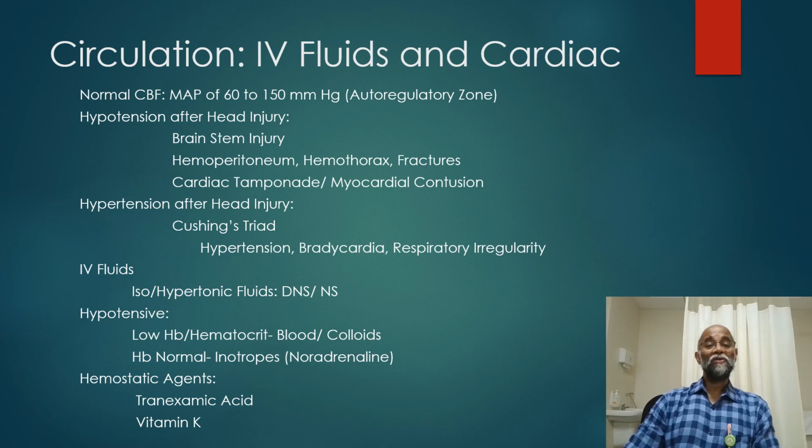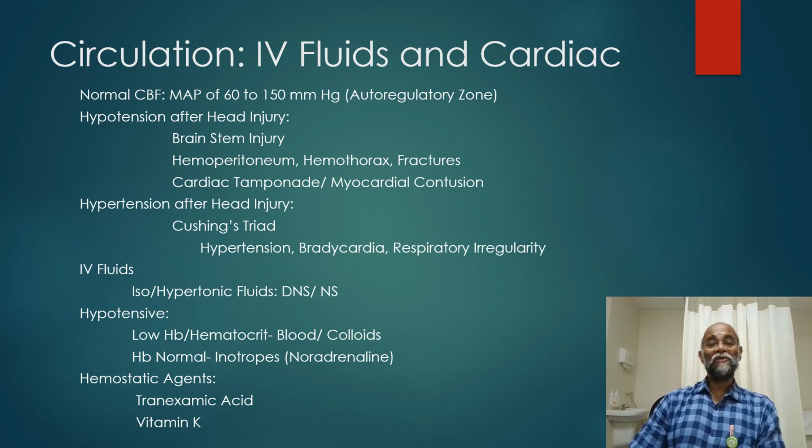Hypotension after head injury is not common. If it occurs, we can suspect a brainstem injury. Much more common, however, is other associated injuries. There might be blood loss because of hemoperitoneum, hemothorax, or fractures of major bones or the pelvis. There may be a failure of cardiac contractility, cardiac tamponade might be present, or there may be myocardial contusion.